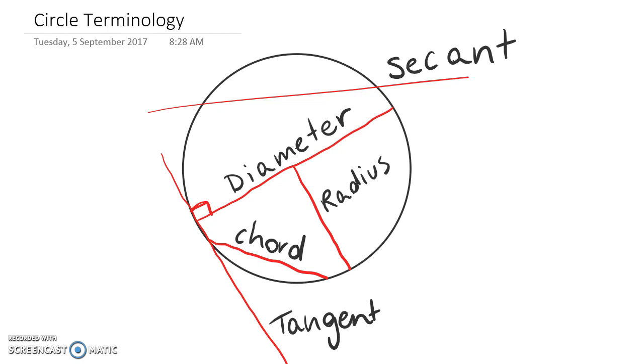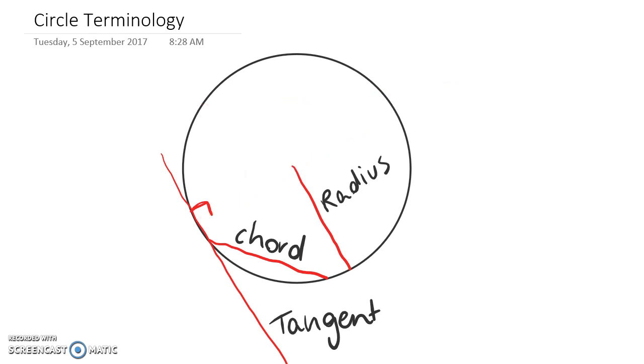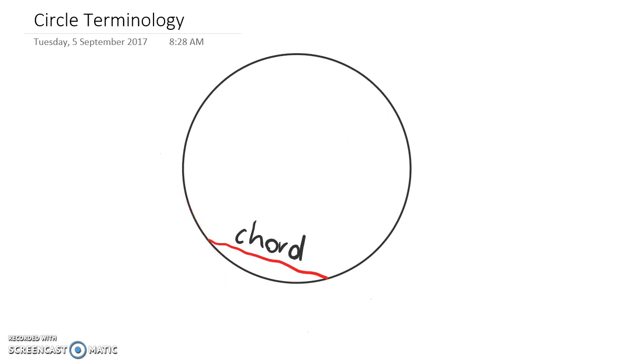Okay, so that's what happens when we draw some lines through our circle, but let's have a look at different ways that we can label our circle. So what I'm going to do is I'm going to get rid of a lot of these. To start with though, I'm going to leave the chord in.